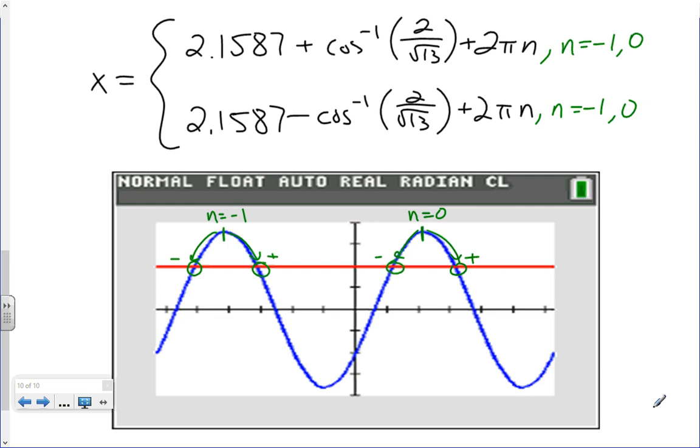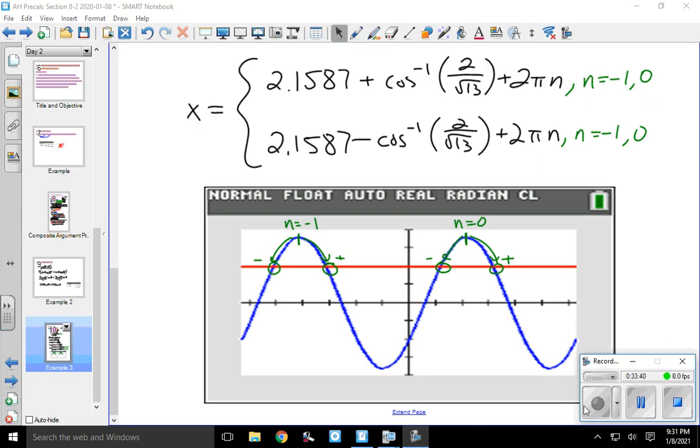All right, that is the end of section 8-2.